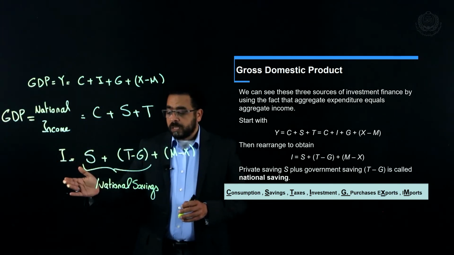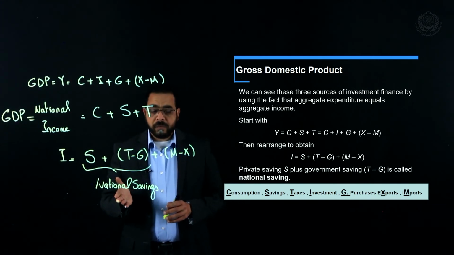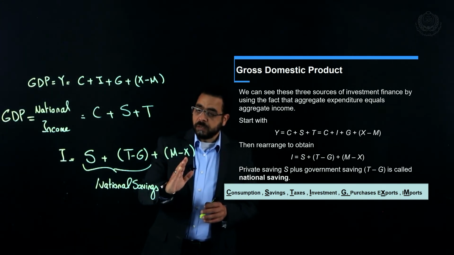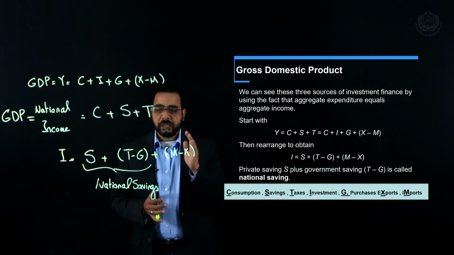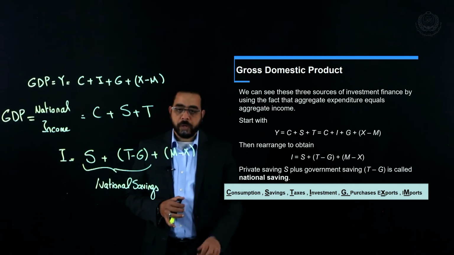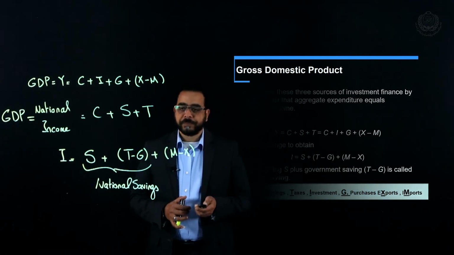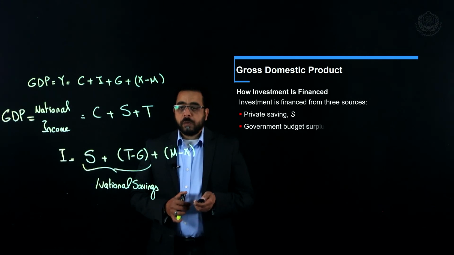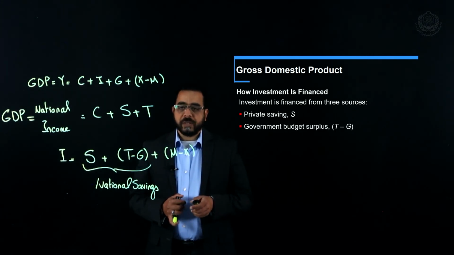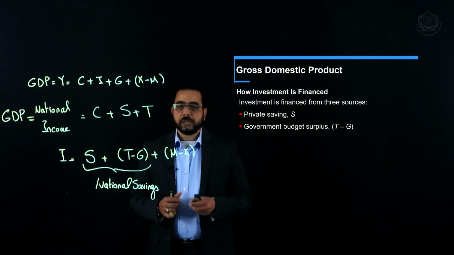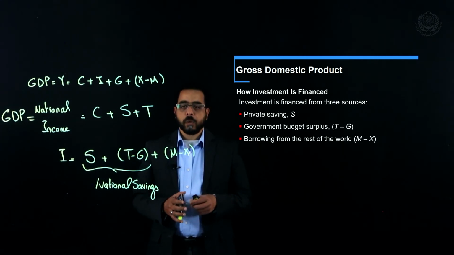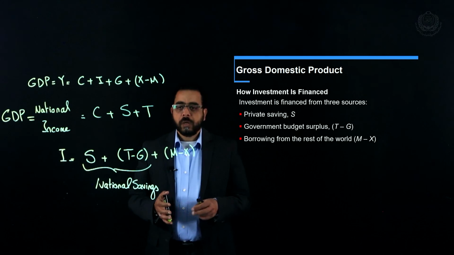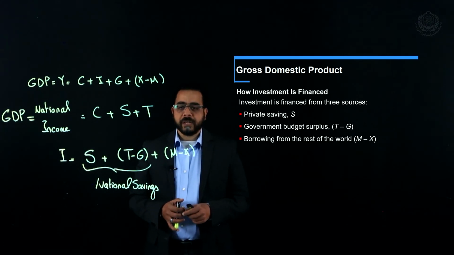This equation tells us that if our national savings is not enough, we are going to run a deficit in our international trade, which means making more debts, or international borrowing. So we will finance investment through private savings, the government budget surplus, the difference between taxation and government purchases, and borrowing from the rest of the world, M minus X.